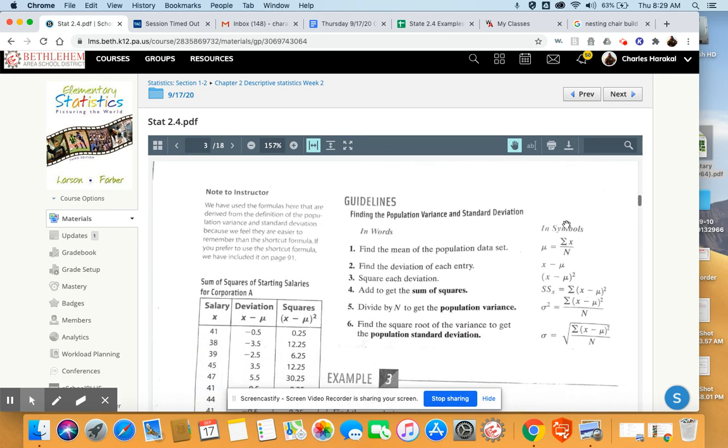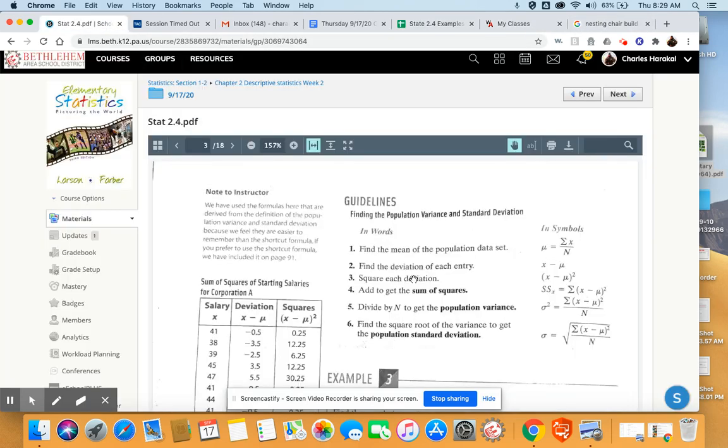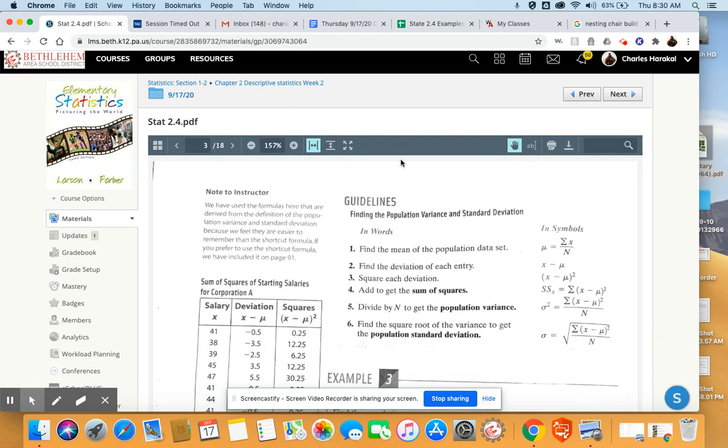If we look down to the guidelines box, it's very important for you to go through and pay attention to this. It tells you the steps to do. First, we need to find the population mean. We've done that. We've calculated our population mean. In this case, it was 41.5. Next, it says calculate the deviation for each data entry, the x minus the mean. We've done that. X minus the mean, that was this column, our deviations. Our next step in these guidelines is to take that deviation number and square it.